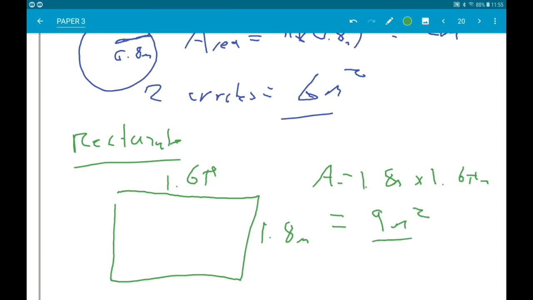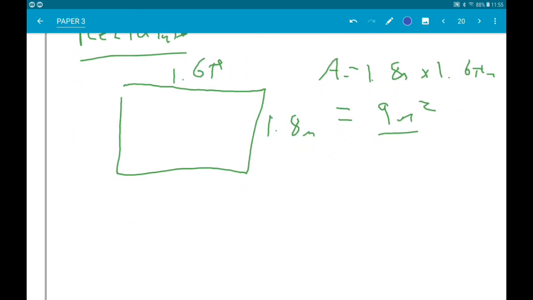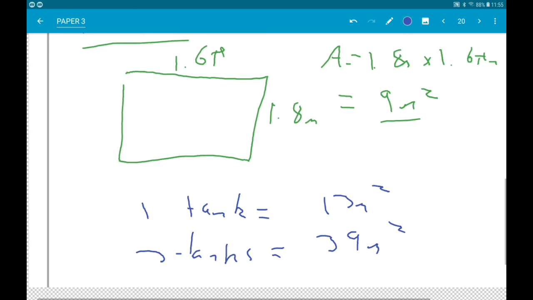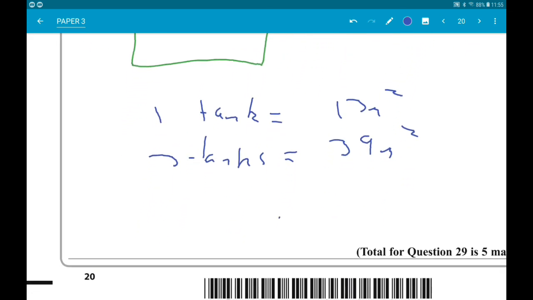So that means the surface area of 1 tank is 13 meters squared. So 3 tanks are 39 meters squared. He can only cover 35 meters squared. Does he have enough paint? The answer is no.